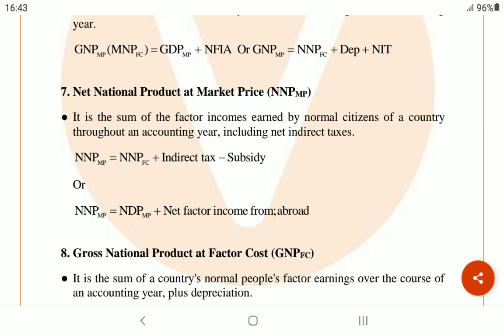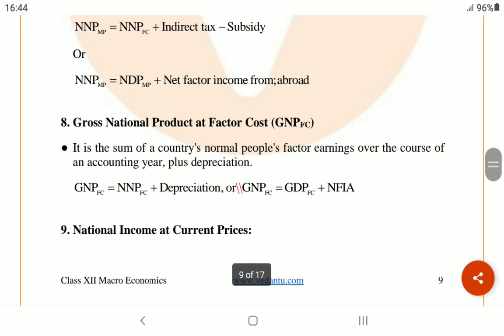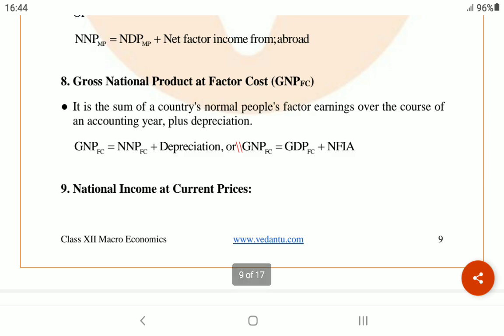Next is the eighth one, gross national product at factor cost, GNPFC. It is the sum of the country's normal people's factor earnings over the course of an accounting year plus depreciation, that is GNPFC is equal to NNPFC plus depreciation, or GNPFC is equal to GDPFC plus NFIA. This is the formula for gross national product at factor cost, GNPFC.